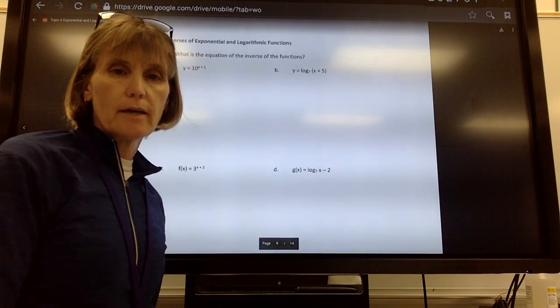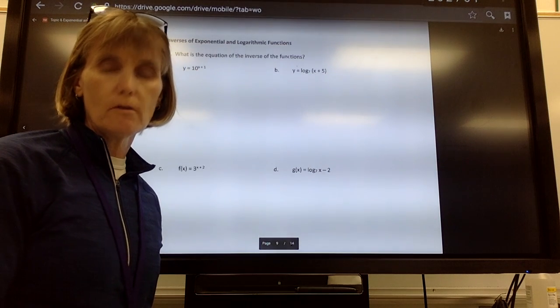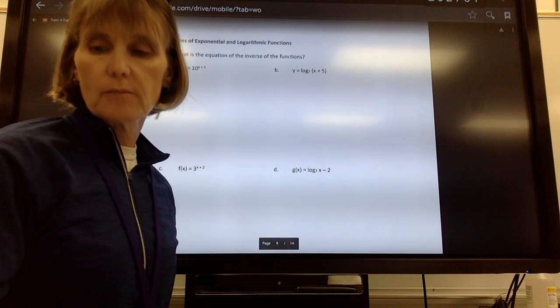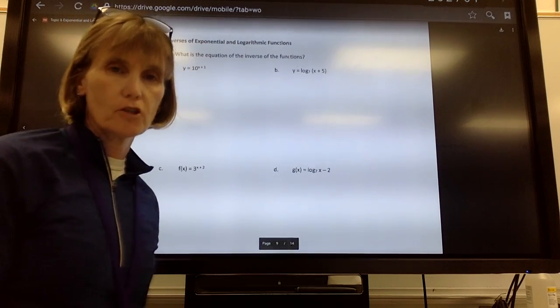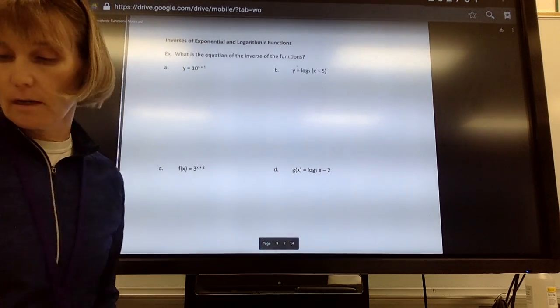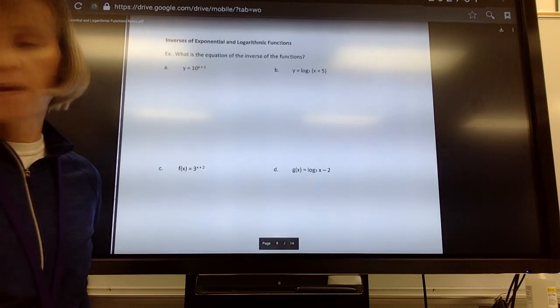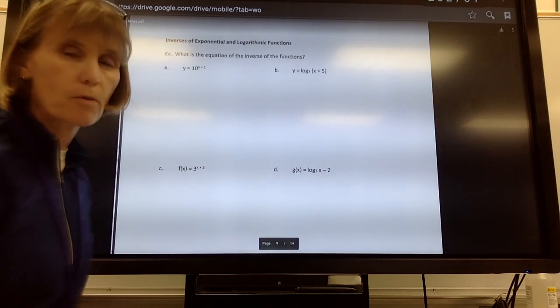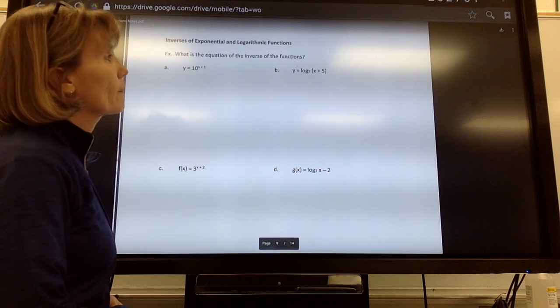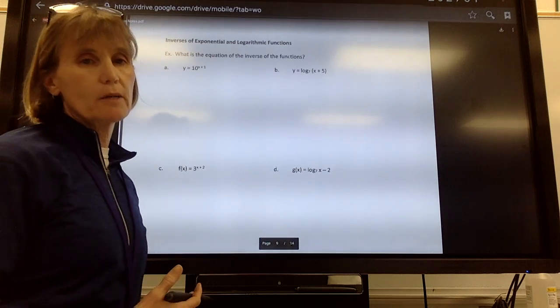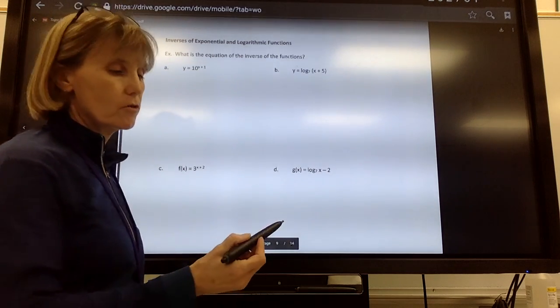All right, today we looked at how to come up with the inverse of an exponential or a logarithmic function. This is on page 9 of the packet, the last part of section 6.4. If you recall first semester, we've talked about how to come up with an inverse.